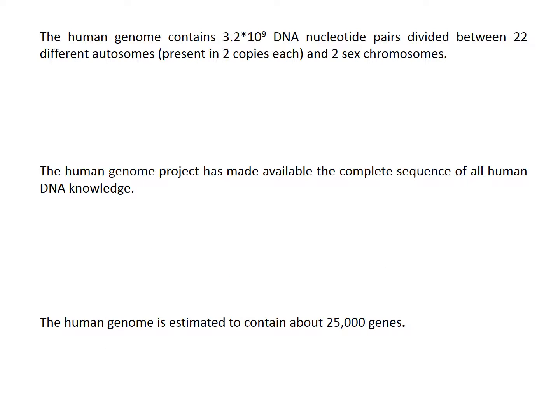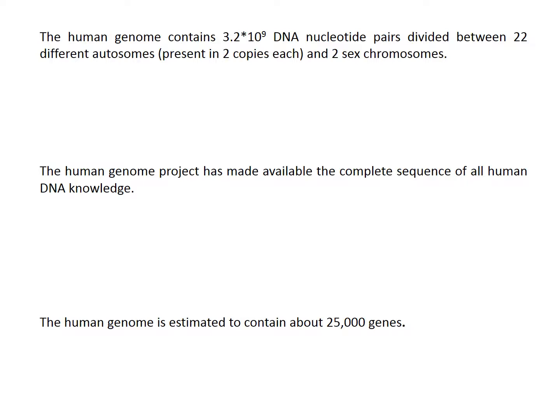So the human genome, which is the totality of the genetic constitution of the human, is made up of just over 3 billion nucleotides long and divided into 23 pairs of chromosomes, which is 46 chromosomes. So which means that the human has 46 chromosomes, 22 autosomes, and two sex chromosomes. So these nucleotides are divided between those 23 pairs of chromosomes.